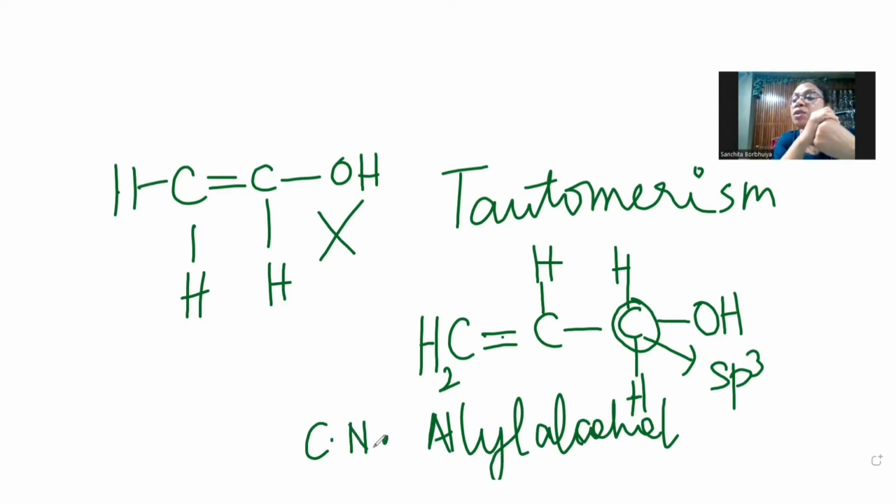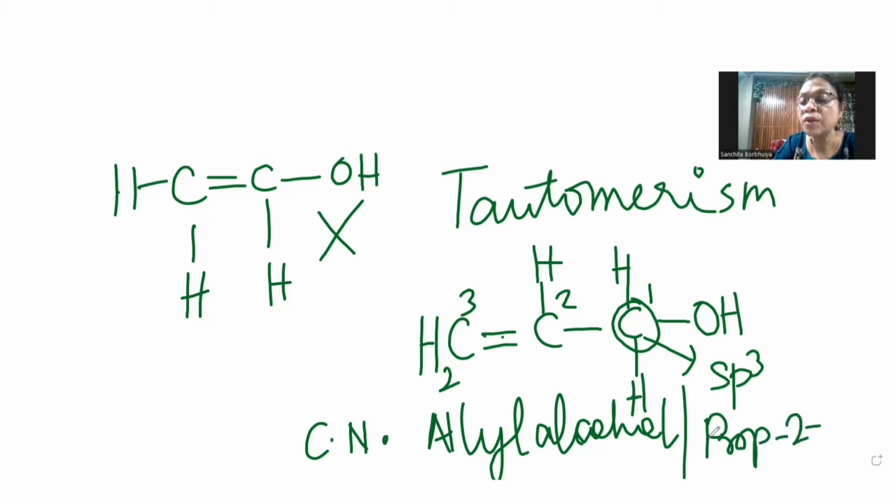Now at this point, we need to know which has more priority, the OH group or the double bond. Out of the OH and the double bond, if you see the priority series, the OH group gets more priority in the priority chart compared to the double bond. So the numbering in the IUPAC system will start from the alcohol and go up to the alkene. So the IUPAC name of this compound is prop-2-en-1-ol.